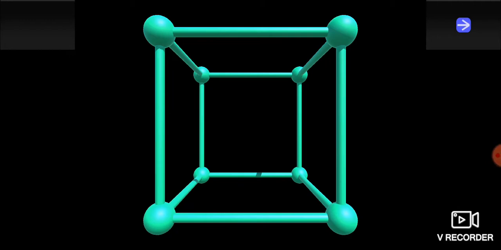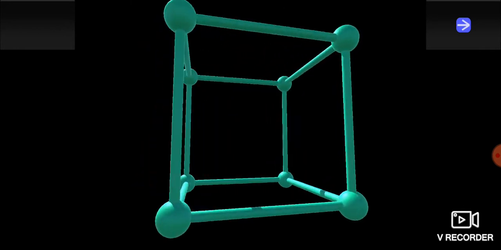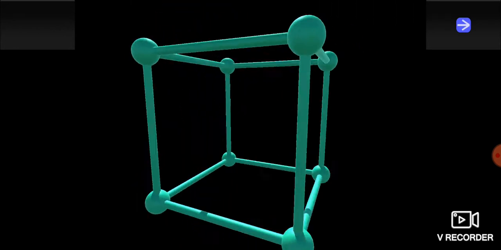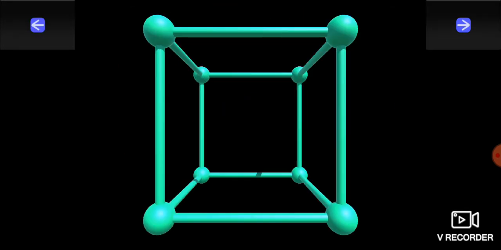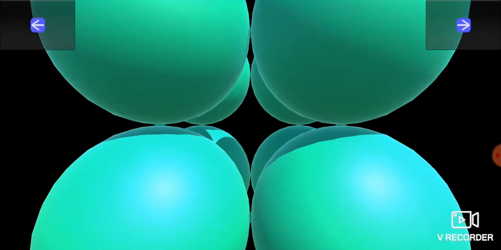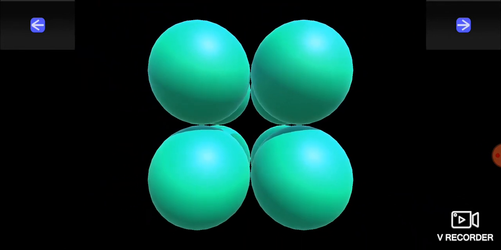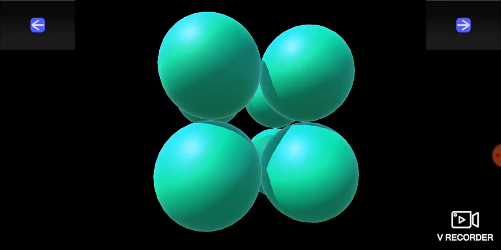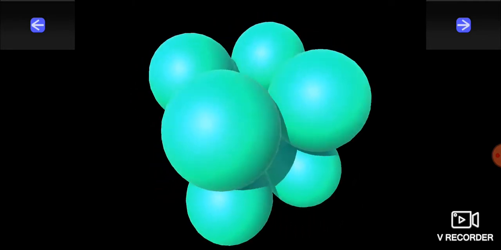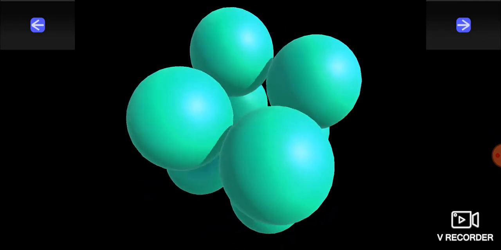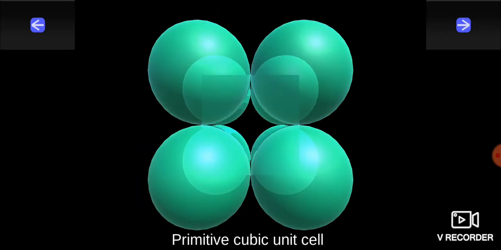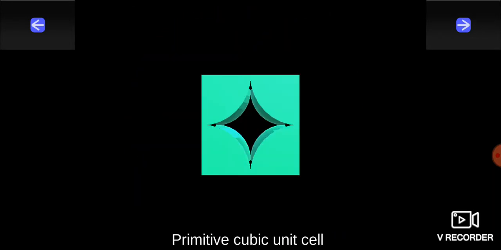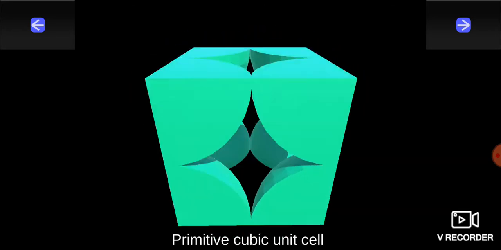This is the simple primitive unit cell in which the atoms are present only at the corners, like this. And the contribution of each atom which is present at the corner is equal to 1 by 8. So the total number of atoms which are present at the corners will be equals to 1 by 8 into 8, which will be equals to 1. Like this. See the contribution.